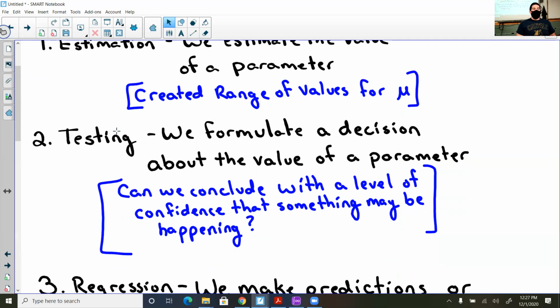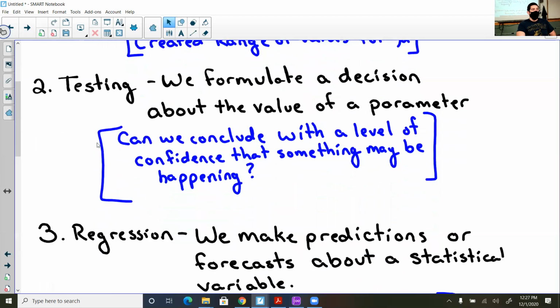Can we say with a certain level of confidence that something might be happening? Do we think that the first value is greater than the second? Do we think that there is no statistical difference? Do we think that they're about the same? Those are some of the conclusions we can formulate with the testing.